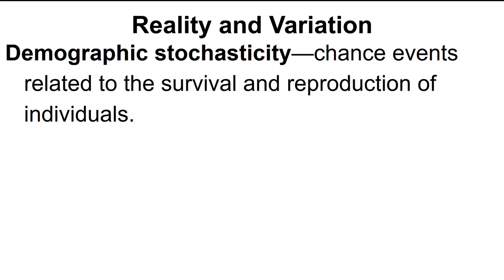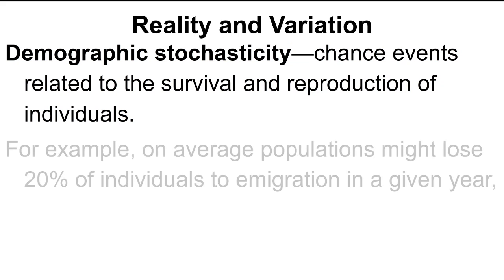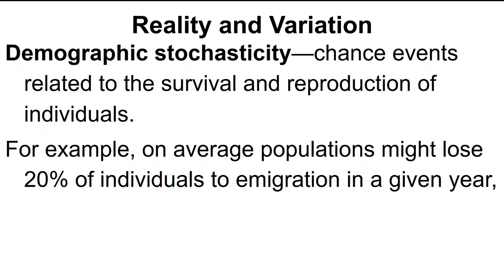Demographic stochasticity is the idea that chance events related to the survival and reproduction of individuals mean that the fate of individuals is not necessarily the same as an average rate. So if we think about how that might play out, if we were comparing populations, on average those populations might lose 20% of individuals to emigration in a given year.